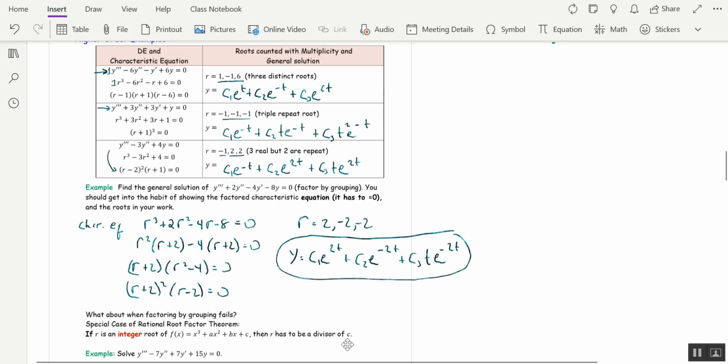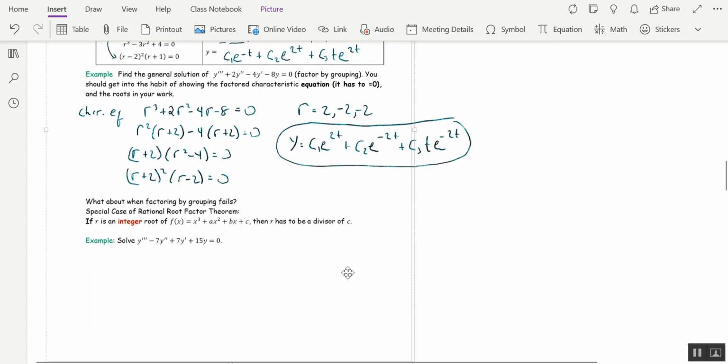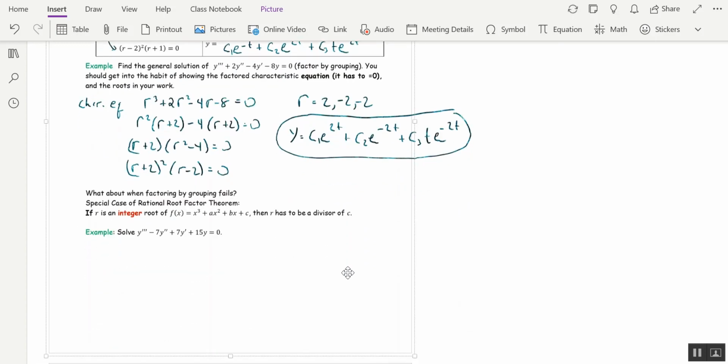Okay, what about when factoring by grouping fails? In this case, you can use a special case of the rational root theorem, namely, if r is an integer root of this third order polynomial, then r has to be a divisor of c. So let's see how that works in practice. Let's write down our characteristic equation, r cubed minus 7r squared plus 7r plus 15 equals 0. Factoring by grouping isn't going to work for this.